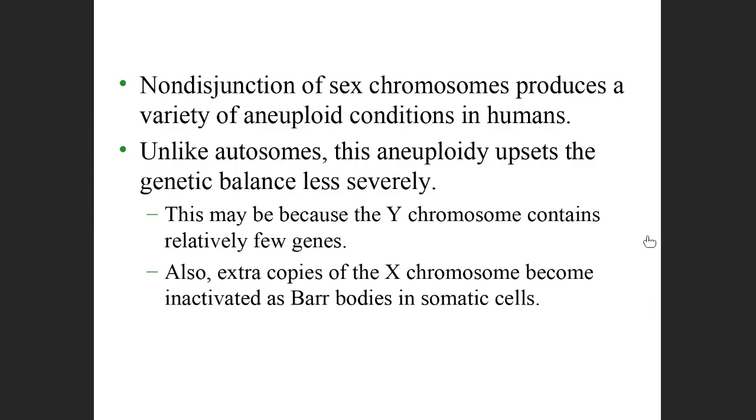When it comes to having an extra Y, it's not really much of a problem because there's very few genes on the Y. If you have extra X's, only one X is going to be active, and the other X's will be turned into bar bodies, so they're going to be deactivated. And so that's why having extra sex chromosomes is not that much of a problem in terms of survival, but you may be infertile, right? You may be sterile because you still have the wrong numbers of sex chromosomes, and that creates problems during meiosis and the formation of gametes.